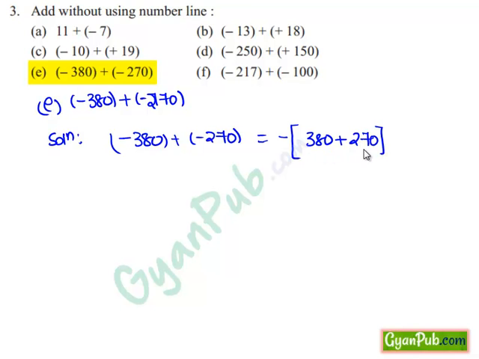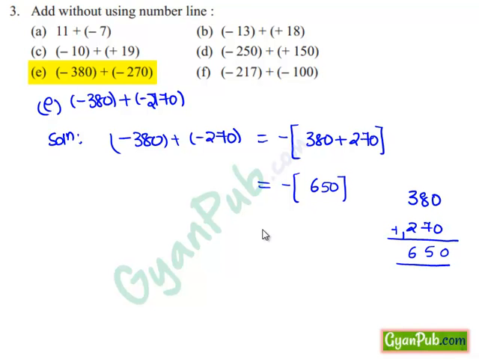Here we have two positive integers to add. So we can add these two integers normally. 380 plus 270. 0 plus 0 is 0. 8 plus 7 is 15. 5 and 1 carry. 3 plus 2 plus 1 carry is equal to 6. So we get 650. Here we have minus as common and 380 plus 270, which is equal to 650. Now eliminate this bracket, we get minus 650. Hence minus 380 plus minus 270 is equal to minus 650.